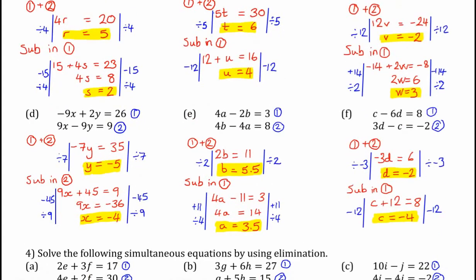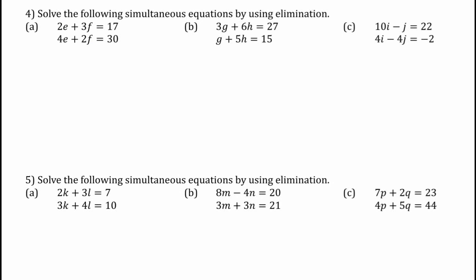Okay, on to question 4. Question 4 introduces us to the first sets of simultaneous equations where we don't already have the same coefficient in front of a pair of variables. So we don't have the same number of e's, we don't have the same number of f's, even if we consider one being positive, one being negative. And in this case, we're going to have to change one or both of the equations, but I think for these first ones, we just need to change one of the equations.